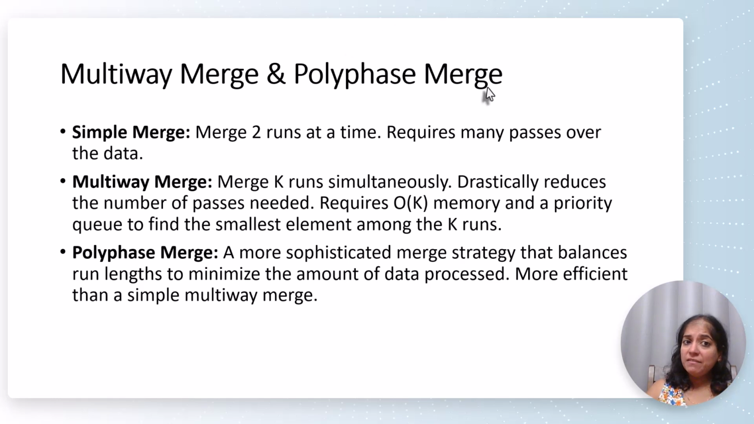We can perform multi-way merge or polyphase merge. Simple merge is where we merge two runs at a time, as we discussed earlier in merge sort, where we merge only two sets at a time. In multi-way merge, we merge k runs simultaneously. It drastically reduces the number of passes needed, but it requires big O of k memory and a priority queue. Then polyphase merge is a sophisticated merge strategy that balances your run lengths to minimize the amount of data processed, and it is more efficient than a simple multi-way merge.